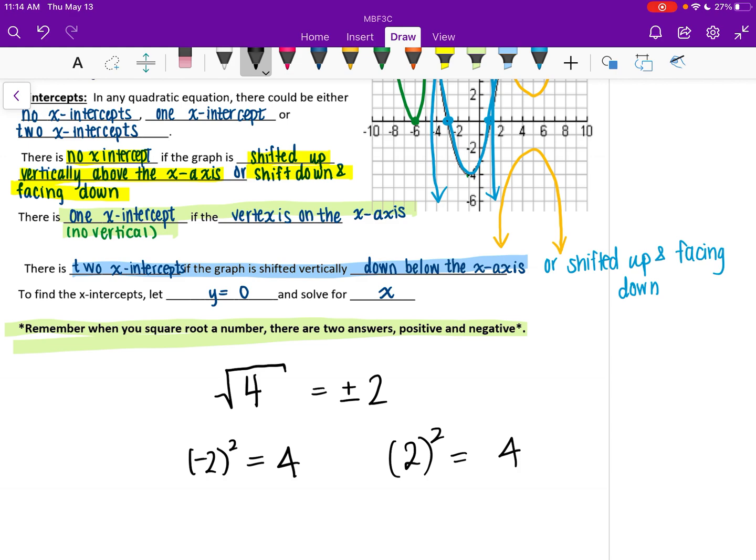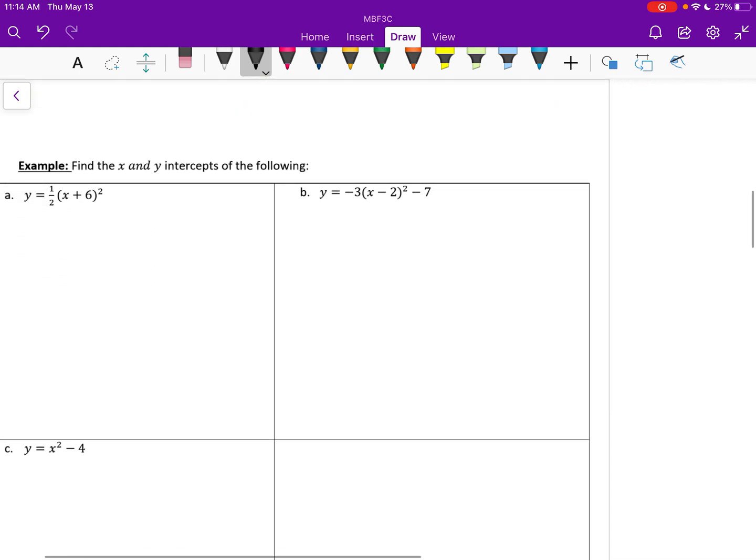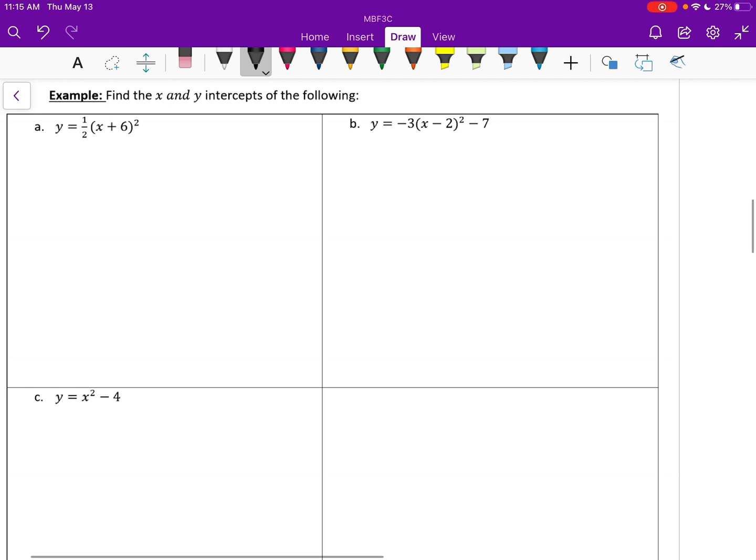All right. So we're just going to do a few examples together. We're going to find the x and the y-intercepts of the following equations. We're going to do 3 examples together. These all have different solutions. One of them has one solution, one of them has no solutions, and one of them has 2 solutions. So we'll go through how to find all of those.